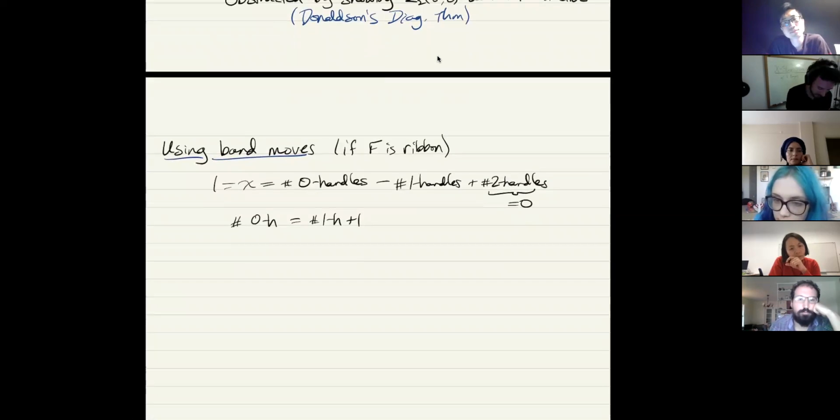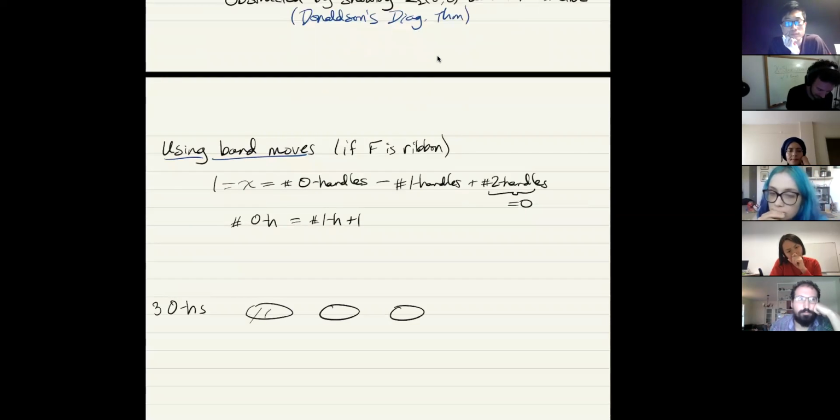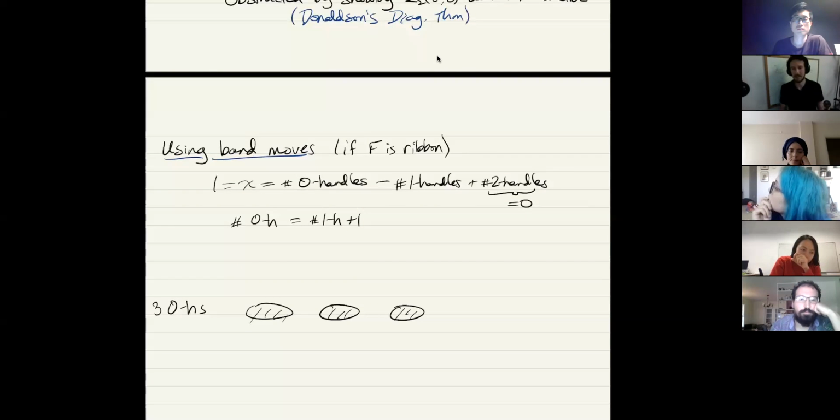And so let's just do one. Let's do a concrete example. Let me take three 0-handles. Here they are. Three disks, in other words. So this is where this picture is going to look a lot like Maggie's.